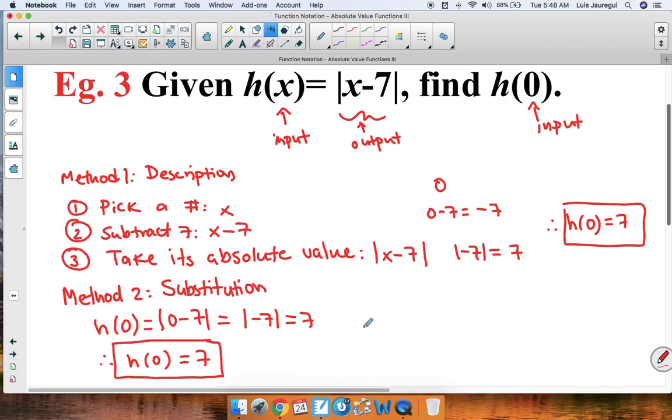Now, as part of an extension, we can say that we have the point with coordinates 0, 7. Why is that the case? That is the case because your input, or x value, happens to be 0, and your output, or y value, happens to be 7.